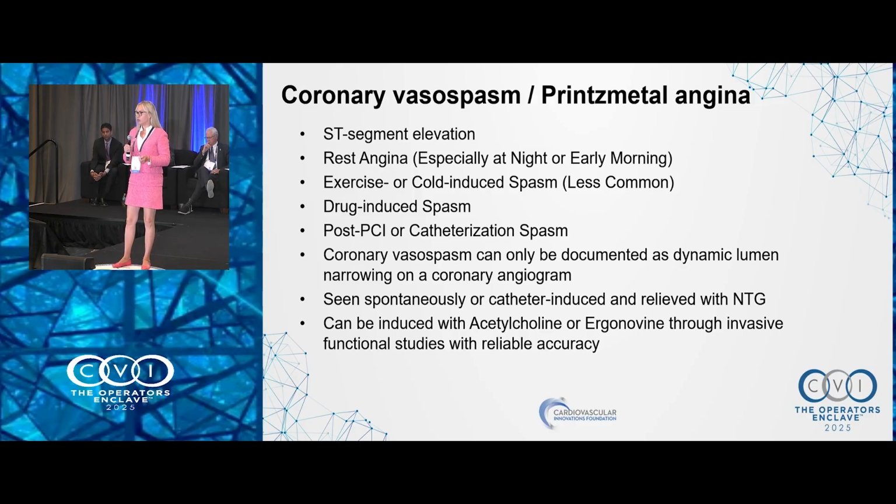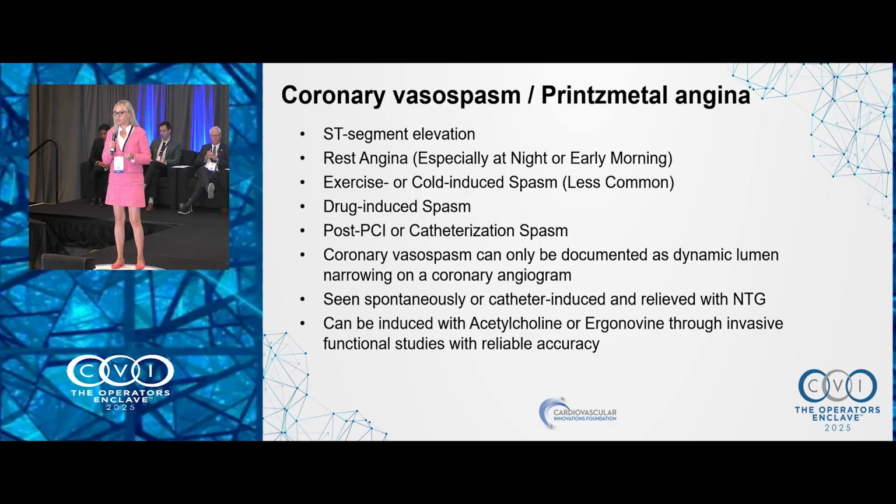We know that cocaine users and smokers could sometimes come in and have spasm in their arteries, as well as sometimes after we manipulate the vessel with either a stent or a wire, we could see spasm in the distal portions. Coronary spasm can only be documented as a dynamic lumen narrowing on a coronary angiogram. The rest is ECG changes and chest pain, but really the hallmark of the diagnosis is in the cath lab.